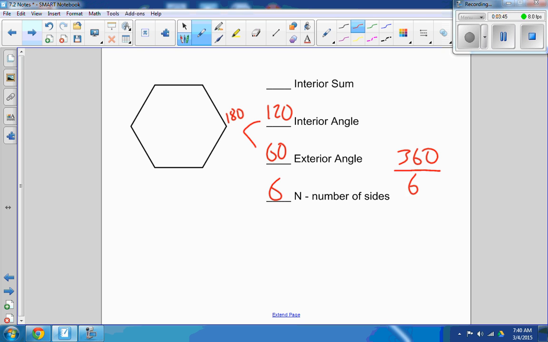Now the interior sum is the sum of all these angles. Now we know all those angles are 120. So 120 times 6. So the interior angle times the number of sides. And we get the interior sum is 720.